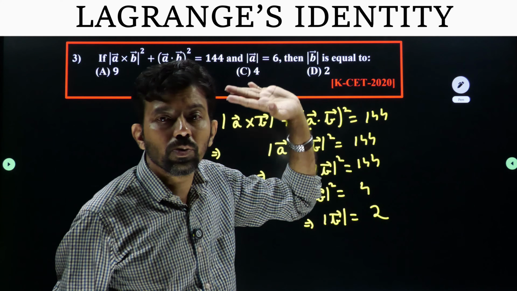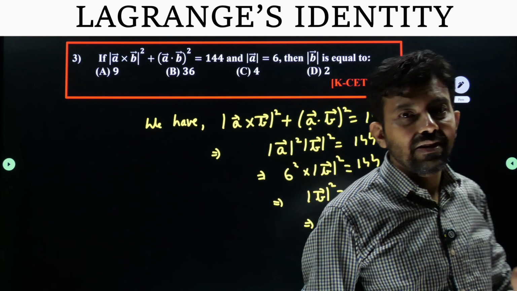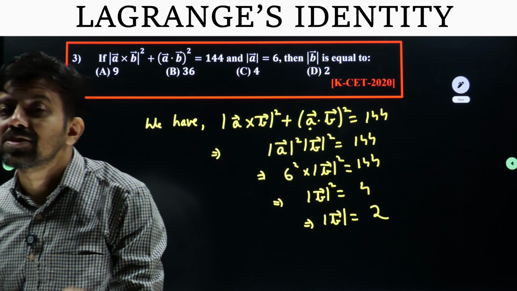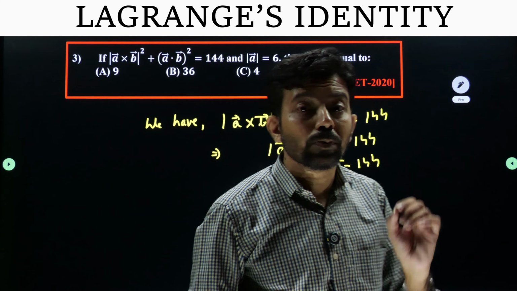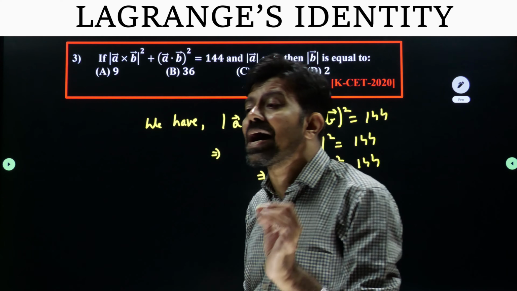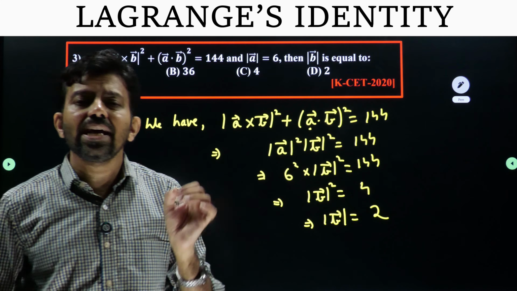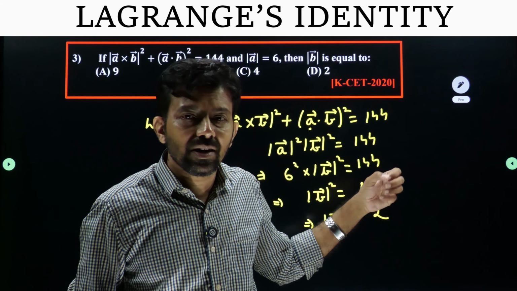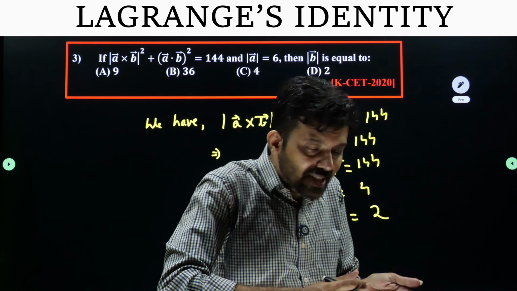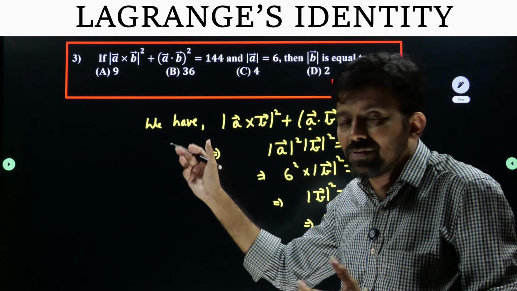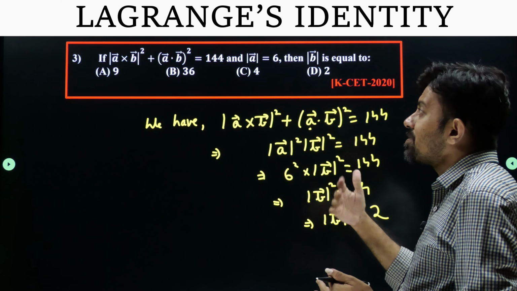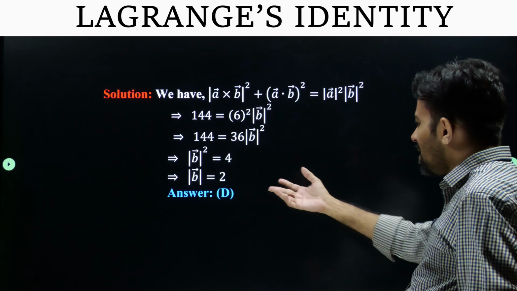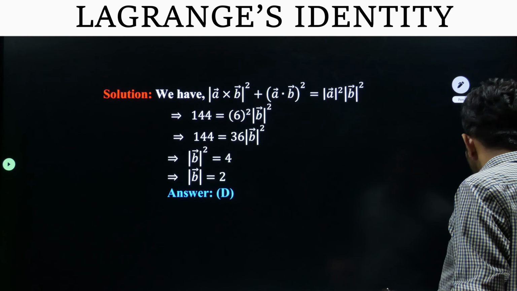Question asked in KCET 2020. Very simple question based on Lagrange's identity. Learn the formula: magnitude of A cross B square plus A dot B square is equal to magnitude of vector A square into magnitude of vector B square. Even in JEE exams, many times in the middle of the problem, we may require this. If they don't ask straightforwardly, we may have to use this in the middle of the problem. In CET, very straightforward questions are asked. Solution is given to you here. Move on to the next one.